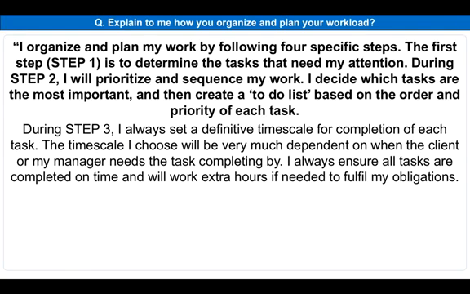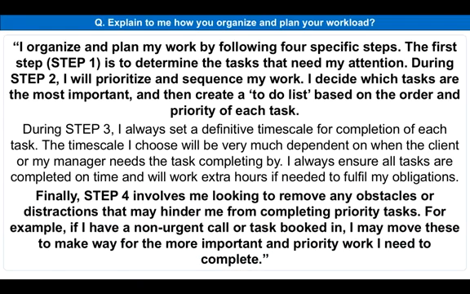Now, the timescale I choose will be very much dependent on when the client or my manager needs the task completing by. I always ensure all tasks are completed on time, and I will work extra hours if needed to fulfill my obligations. Now, finally, step 4 involves me looking to remove any obstacles or distractions that may hinder me from completing priority tasks. For example, if I have a non-urgent call or task booked in, I may move these to make way for the more important and priority work I need to complete.